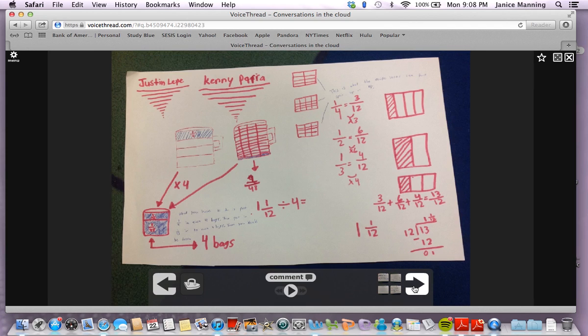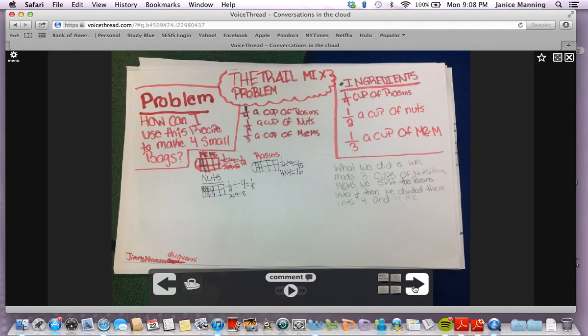Another thing that was really great was students were really thinking about things that were confusing to them. So here's an example of students talking about things that were confusing.